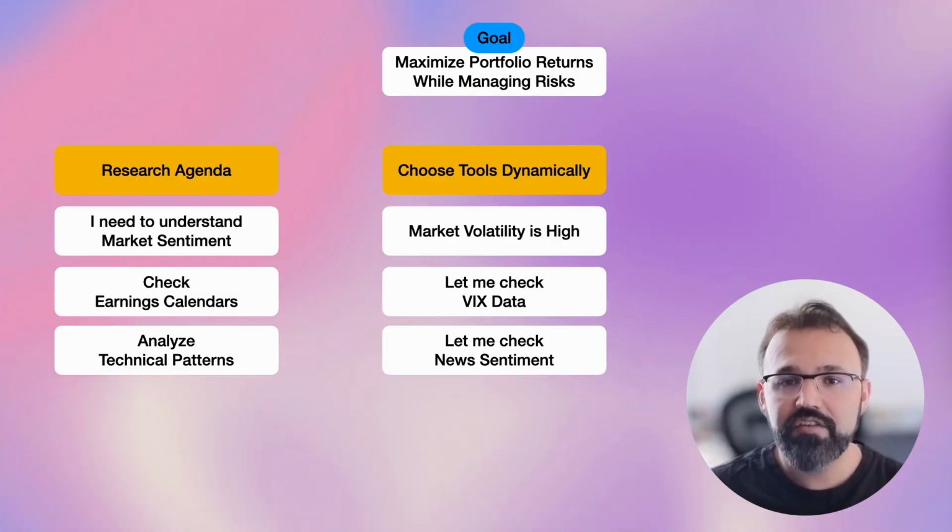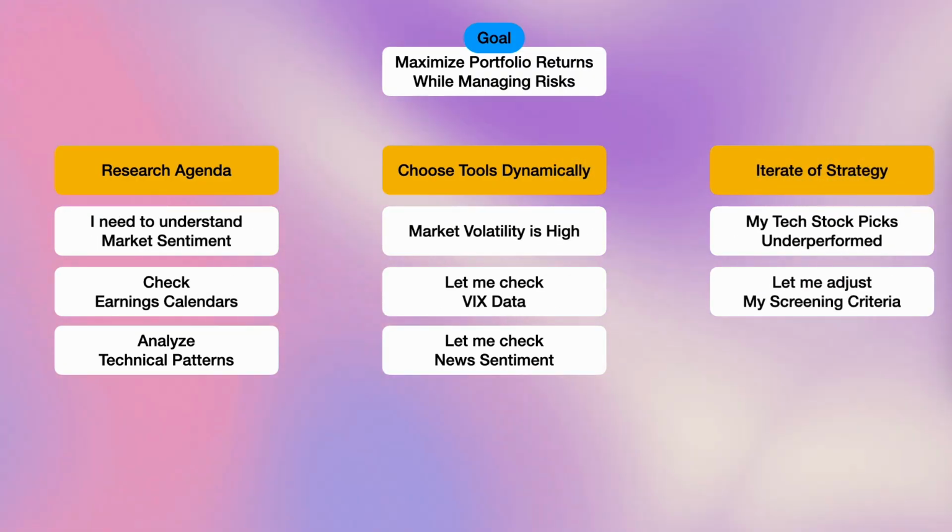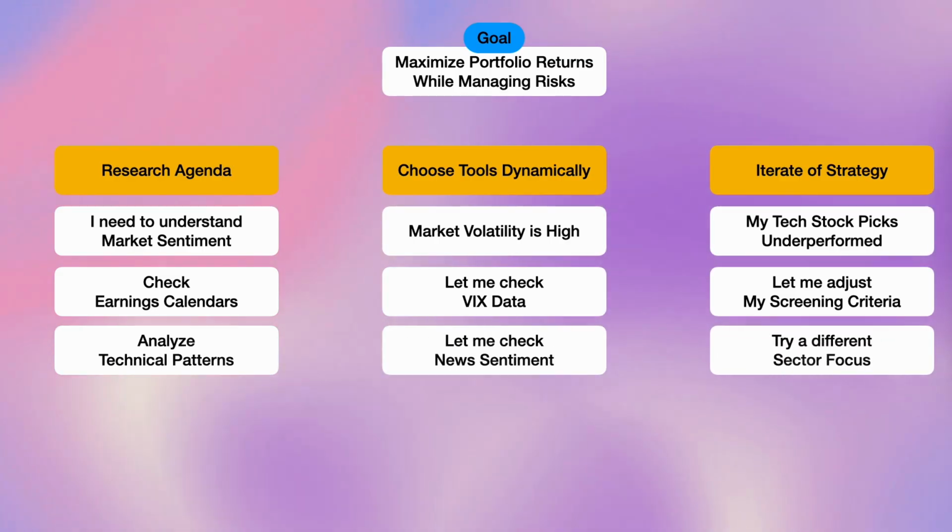It can also iterate on strategy. My tech stock picks underperformed. Let me adjust my screening criteria and try a different sector focus, for example. The difference isn't just about tool selection, it's about goal management and self improvement. True level 3 agents don't just use tools, they evolve their approach based on results. Whether systems like Mini AGI actually achieve this level of autonomy is something we need to test and verify.